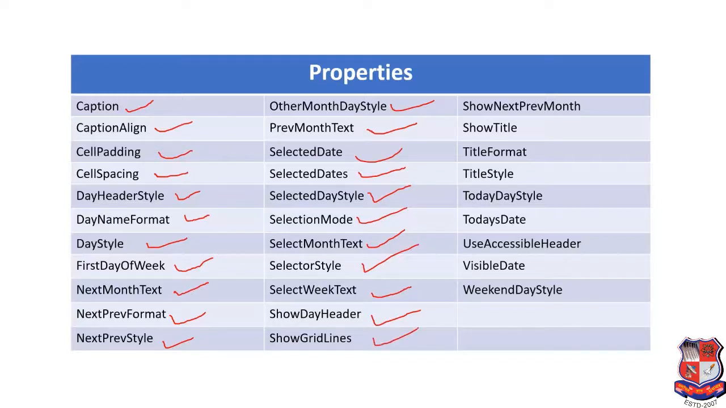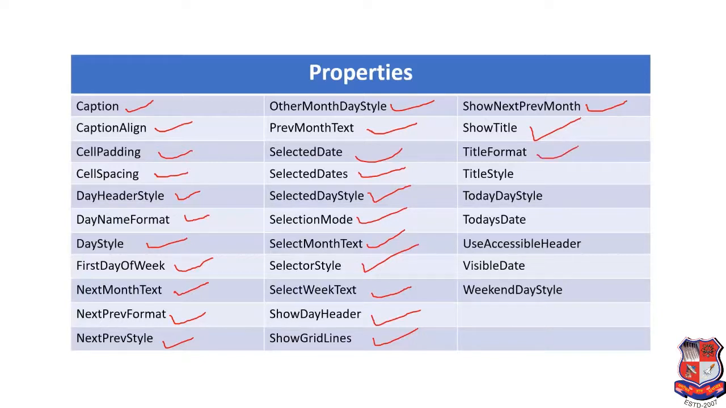Next is show grid lines. It is used to set or obtain a value indicating whether the days on the calendar control are separated with grid lines. Next is show next prev month. It is used to obtain or set a value indicating whether the calendar control displays the next and previous month navigation elements in the selection title. Next is show title. It is used to obtain or set a value indicating whether the title selection is displayed.